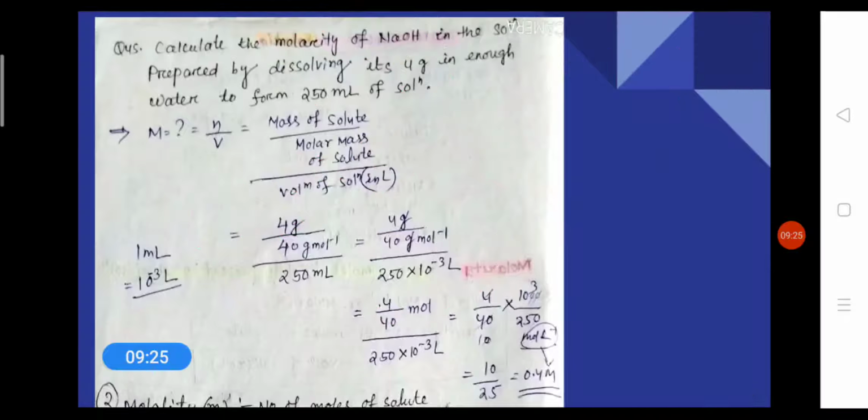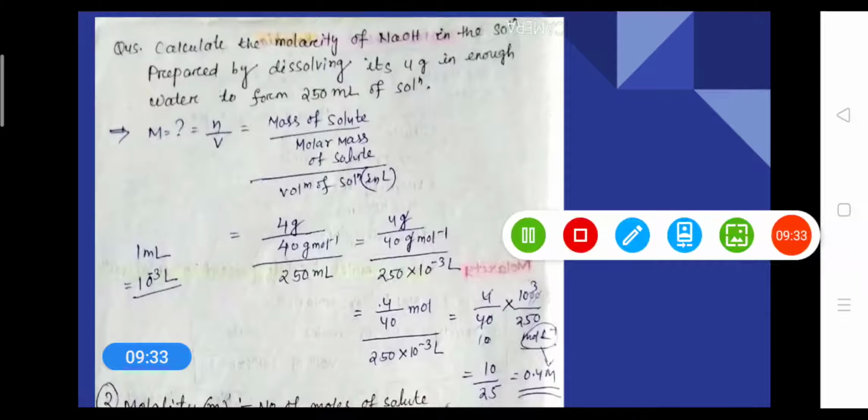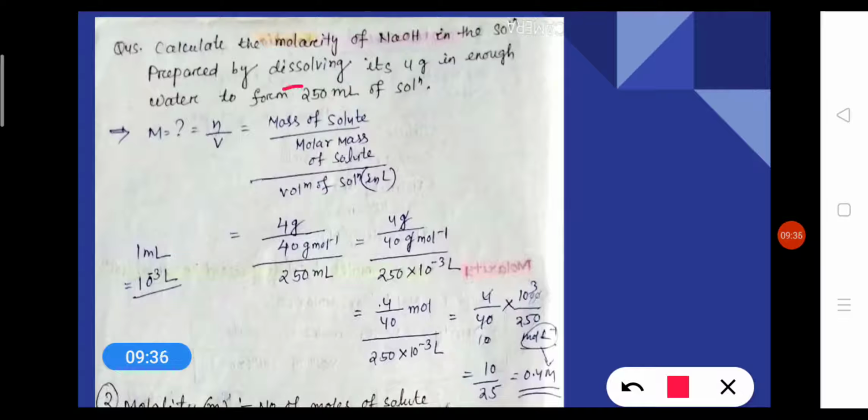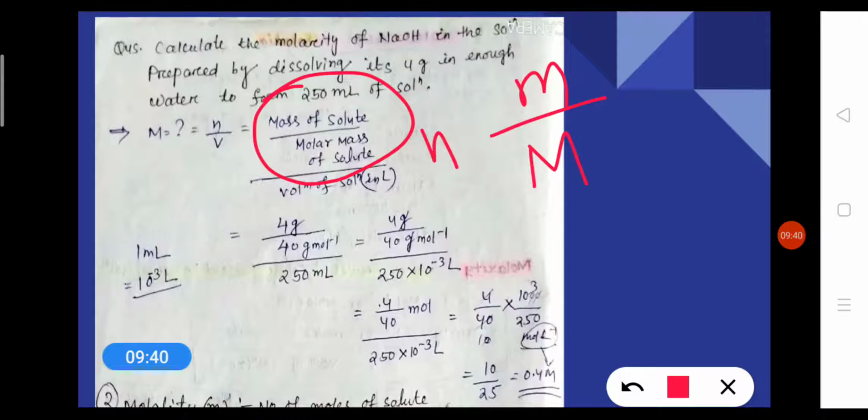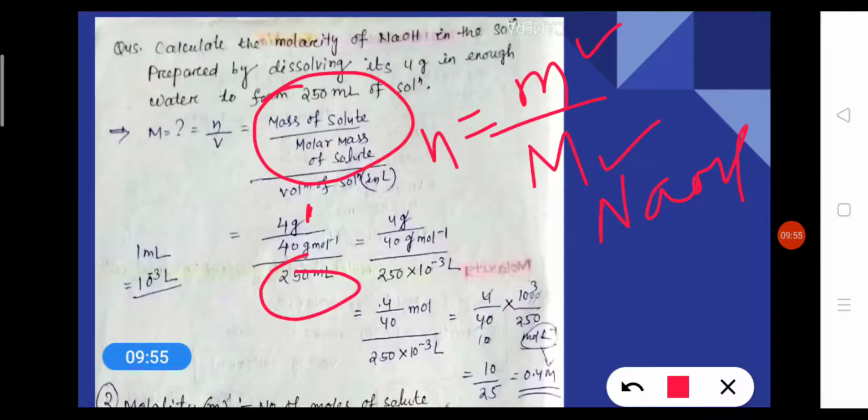Then it is easy. We have to know the formula: capital M, molarity, is equal to n by V. n means number of moles, divided by volume in liter. Number of moles means mass, small m, by capital M. Number of moles is equal to mass of solute divided by molar mass. Mass of solute is given, 4 gram, divided by molar mass of NaOH, which we have calculated now as 40 gram per mole. Then divided by volume of solution, 250 ml.